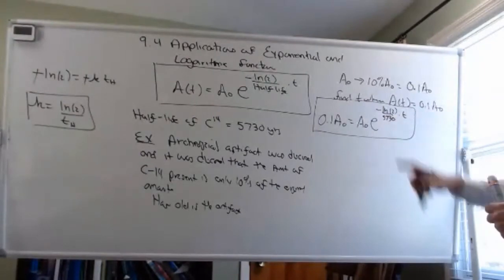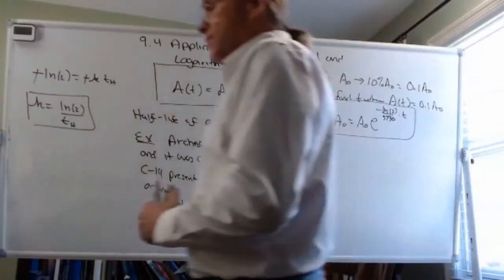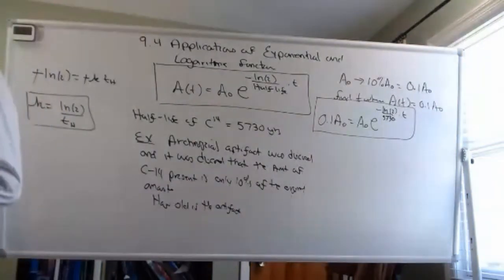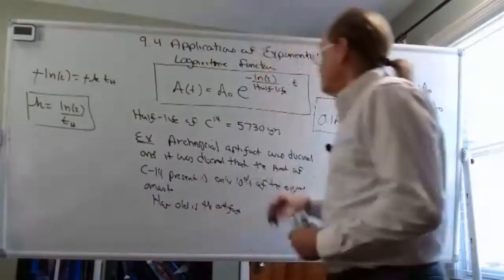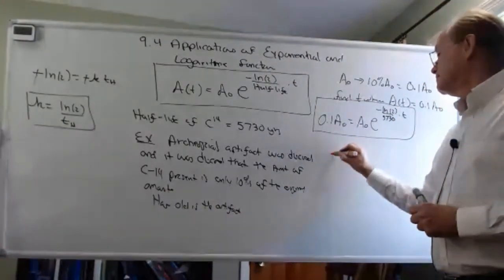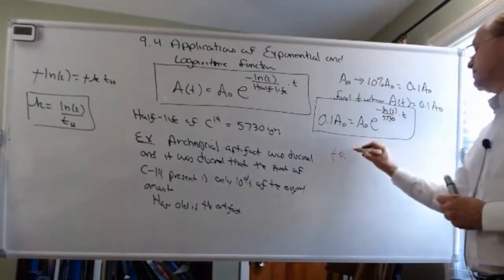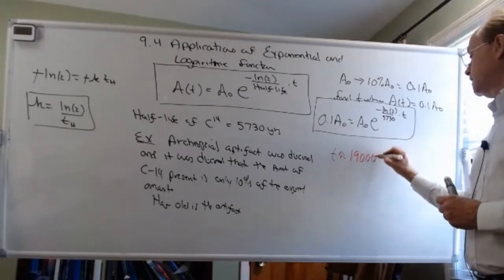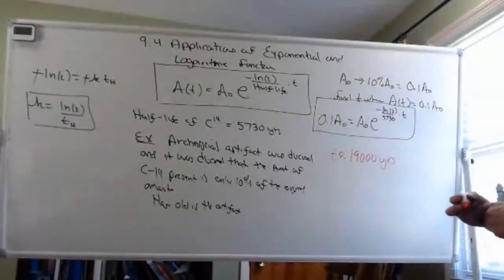What I'd like you to do, since you learned how to solve exponential equations, is to take that equation and solve it for t, and get an estimate for what t is. I'll go through it if you don't get the answer, and I'll show you how to do it if you're not getting it. I got about 19,000 years, a little over 19,000 years.